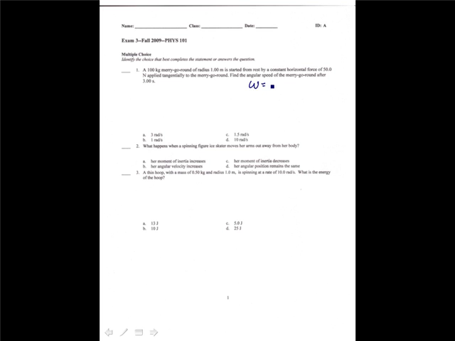So the angular speed is omega. That's equal to omega naught plus alpha t. It says that it starts at rest, so omega naught equals 0. T is equal to 3 seconds. So I need to find out what is alpha.